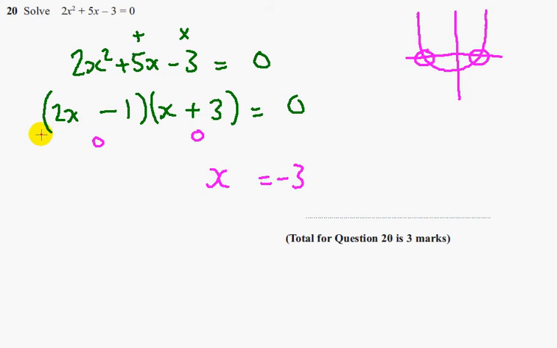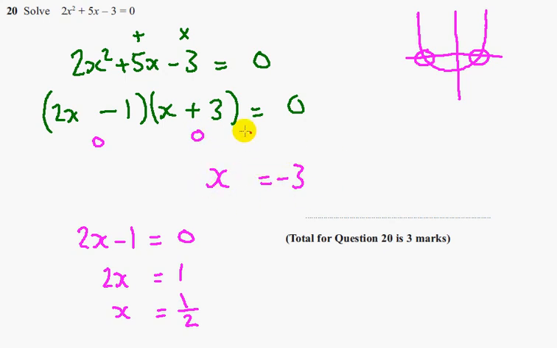In order for this bracket to be 0, 2x minus 1 is equal to 0. So we're going to add 1 to both sides. So therefore, x is going to have to be a half. So 2 times a half is 1. 1 minus 1 is going to equal 0. So in order for this bracket here to be 0, x is going to have to be a half. So there's your two solutions for x.